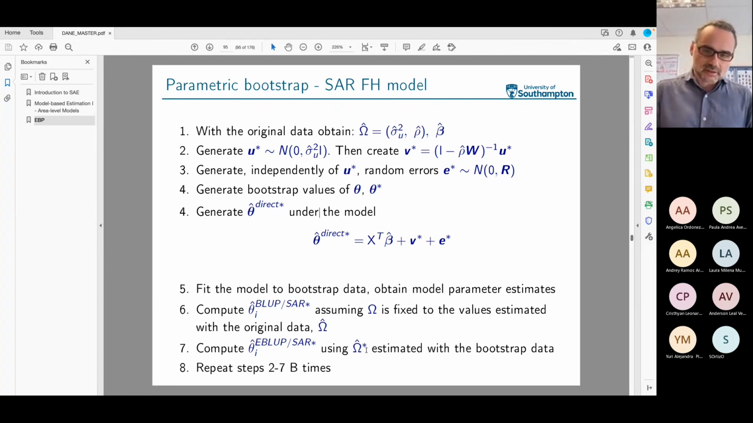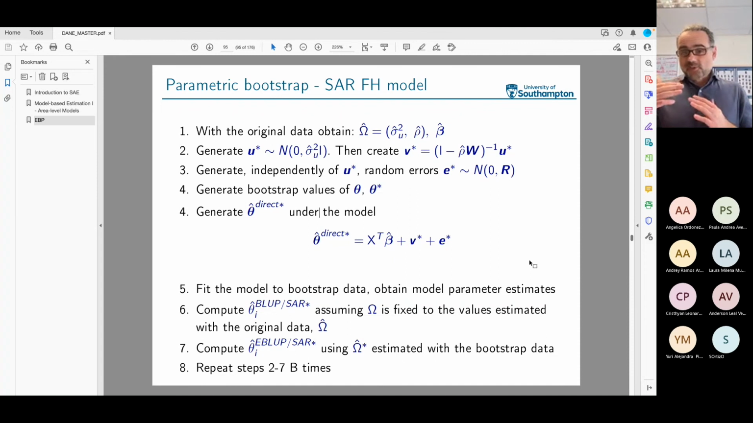The star uses the newly estimated sigma u and rho using the bootstrap data, whereas the omega hat is assuming that the values of sigma u hat and rho hat are equal to the values that have been estimated with the original sample data that we have.